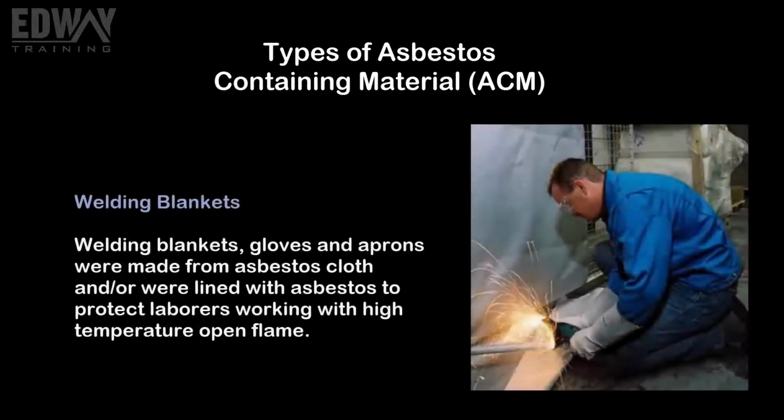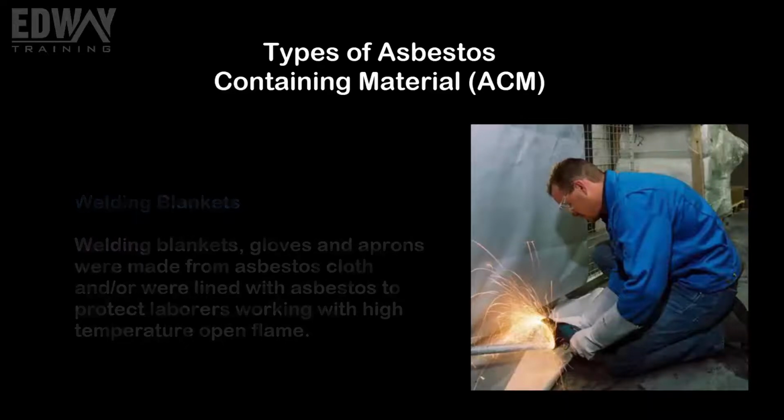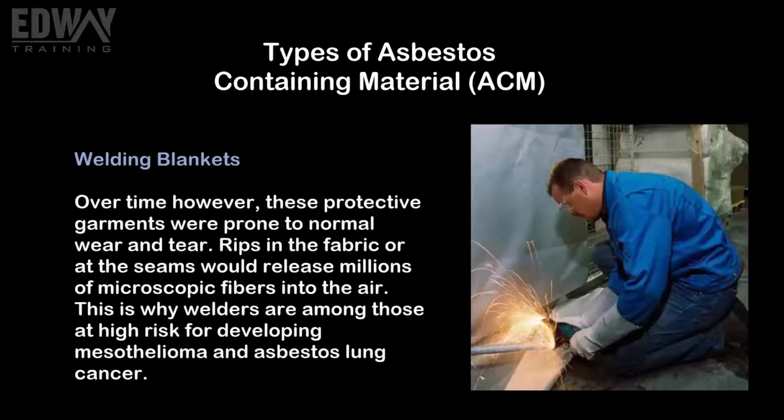Welding blankets. Welding blankets, gloves and aprons were made from asbestos cloth and/or were lined with asbestos to protect labourers working with high temperature open flame. Over time, however, these protective garments were prone to normal wear and tear. Rips in the fabric or at the seams would release millions of microscopic fibres into the air. This is why welders are among those at high risk for developing mesothelioma and asbestos lung cancer.